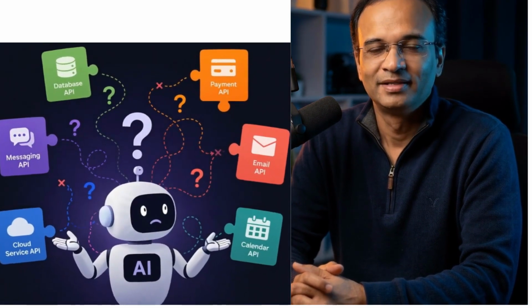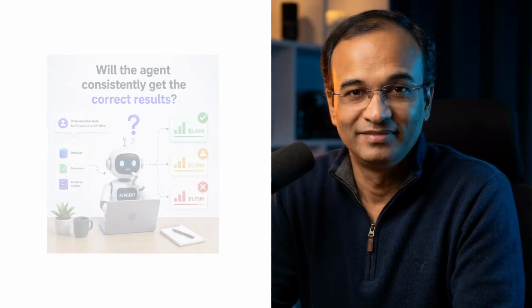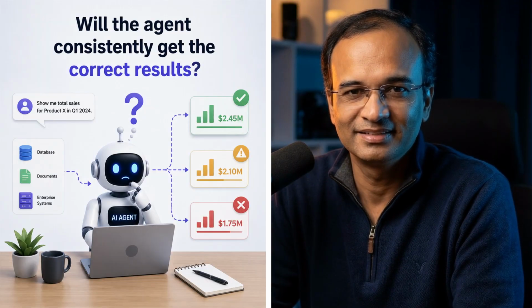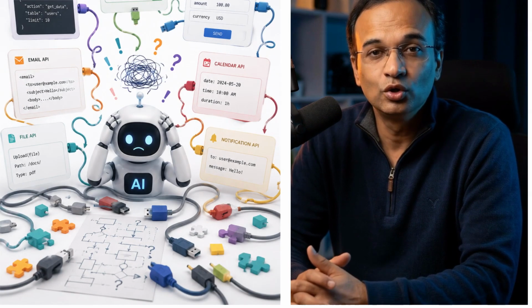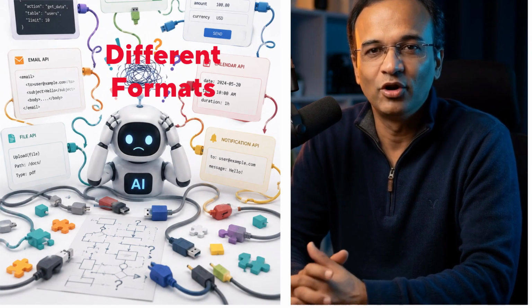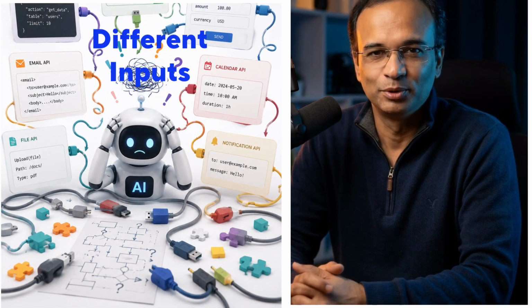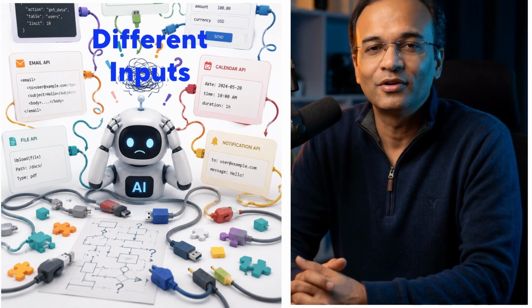But now think about this. What if your AI agent has access to tools and APIs to perform actions, but there's no standard way to call them? Will the agent consistently get the correct results? Of course not. Every tool could behave differently, use different formats, or expect different inputs. That creates chaos for AI agents.